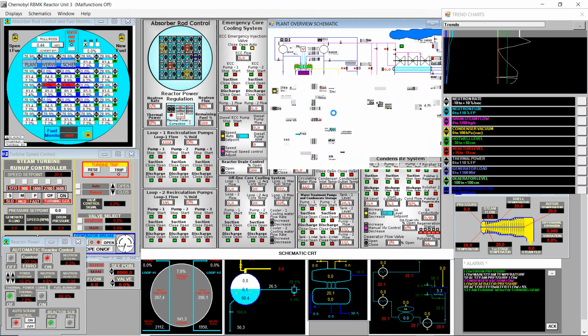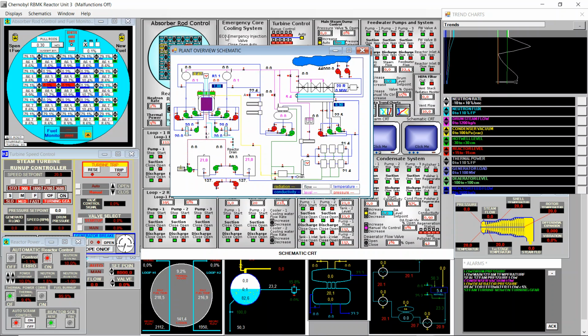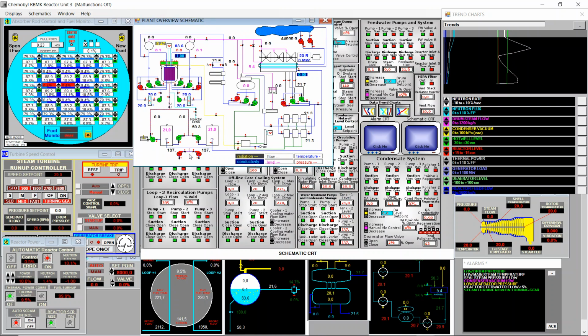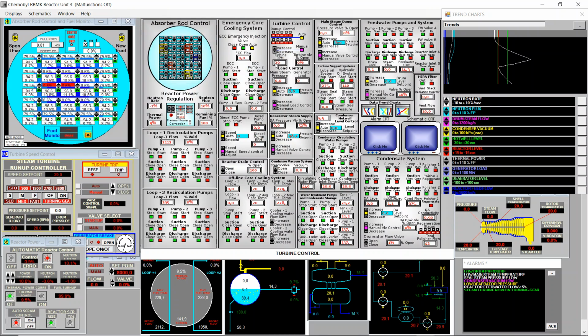I will check the schematic just to make sure I didn't forget anything. It seems all the pumps are fine. Here are the water treatment, the recirculation pumps, the condensate pump. This is the feed water, and these two are the condenser circulating water pumps. Okay. Everything looks fine. The water is almost boiling in the drum. When it starts boiling, it will start creating pressure.